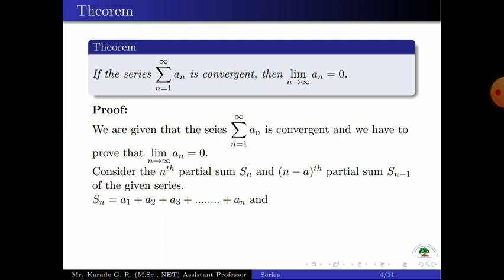So Sn is equal to a1 plus a2 plus a3 plus dot dot dot plus an, and Sn minus 1 is equal to a1 plus a2 plus a3 plus dot dot plus an minus 1. So Sn has n terms and Sn minus 1 has n minus 1 terms, and if we take the subtraction of these two, then Sn minus Sn minus 1 will be an.